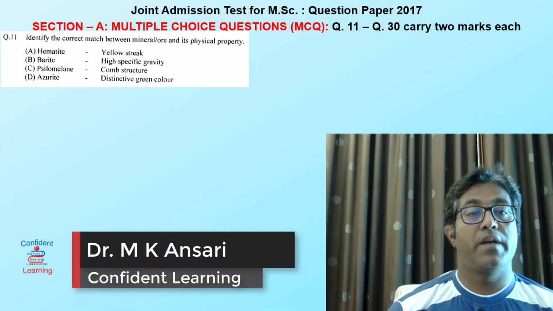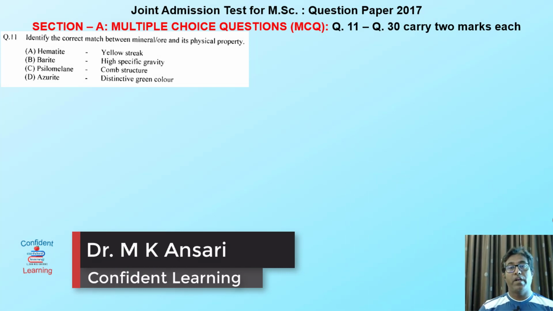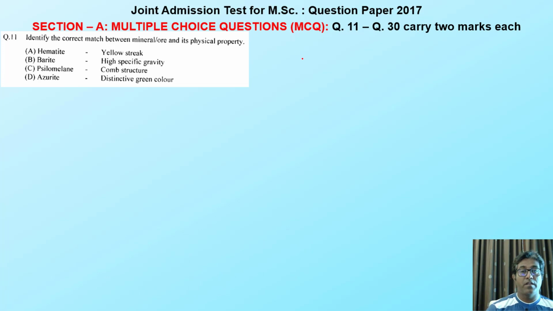This is our first question. Identify the correct match between mineral ore and its physical properties. As you have read the Rutley book, you will find some physical properties written on the side of the book in a table format. Just go through that table and identify which feature is very characteristic to identify that particular type of mineral. Let's see what I am talking about.